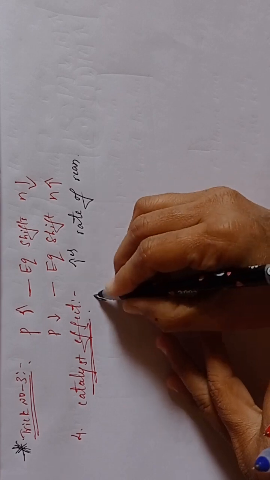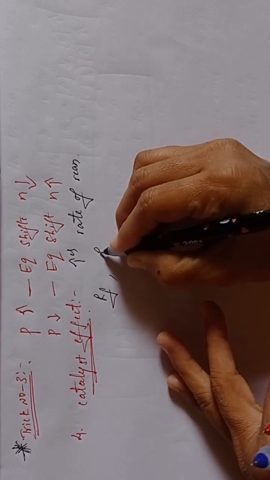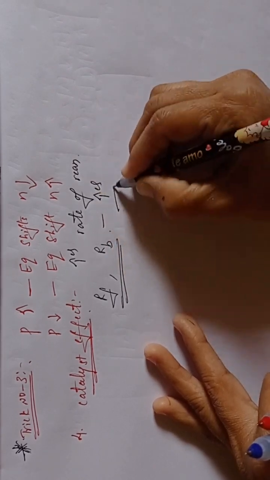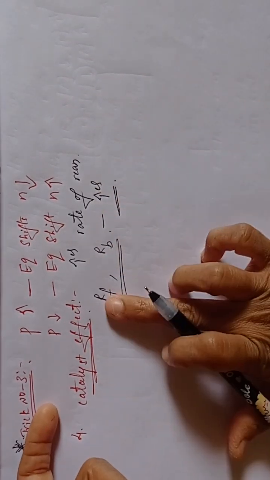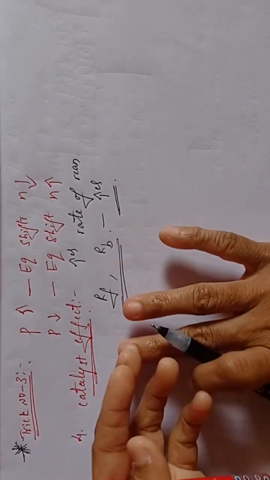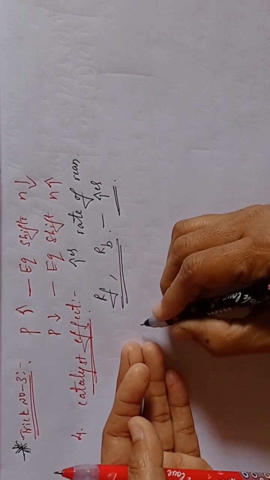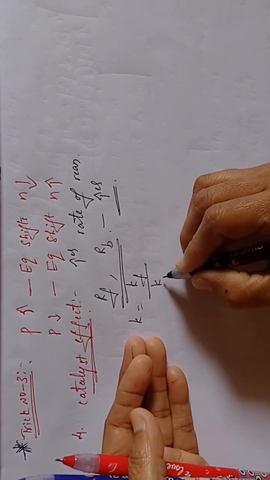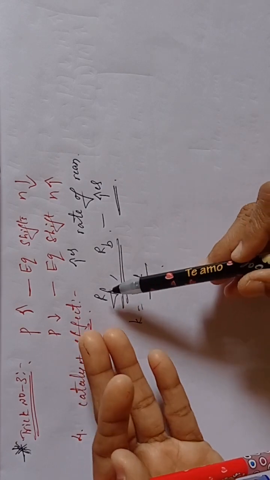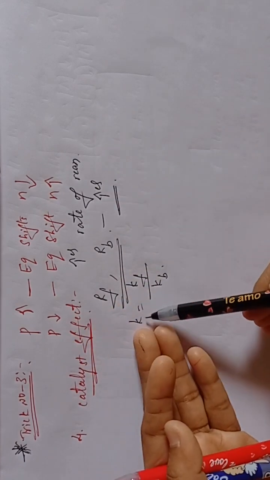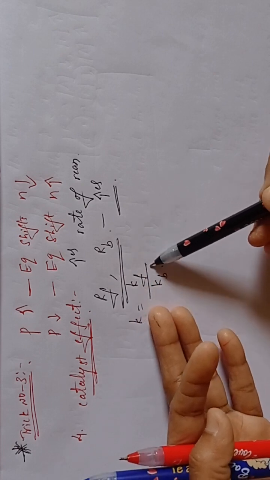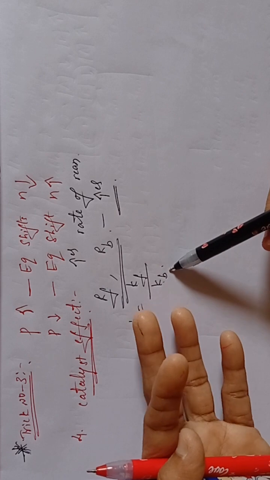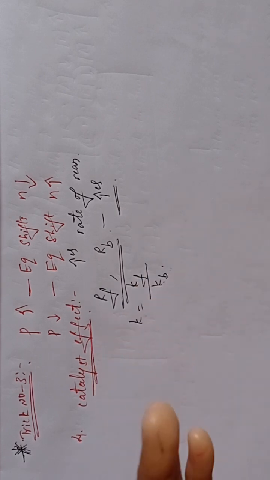So here the rate of forward reaction and the rate of backward reaction, both are increased. So a catalyst increases both. That means the equilibrium constant K is equal to the rate constant of the forward reaction by the rate constant of the backward reaction, Kf by Kb. Both rate constants are increased by equal times.